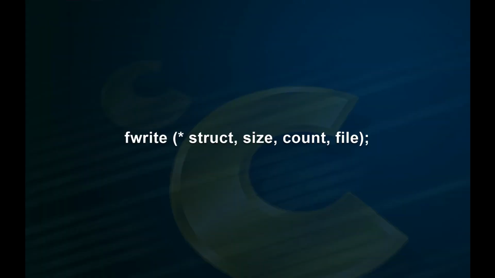The general syntax is shown on the screen. fwrite(*struct, size, count, file). The first argument is the location of the structure to write. The second argument is the byte size of that structure. The third argument is how many of those structures to write. The fourth argument is the output file.